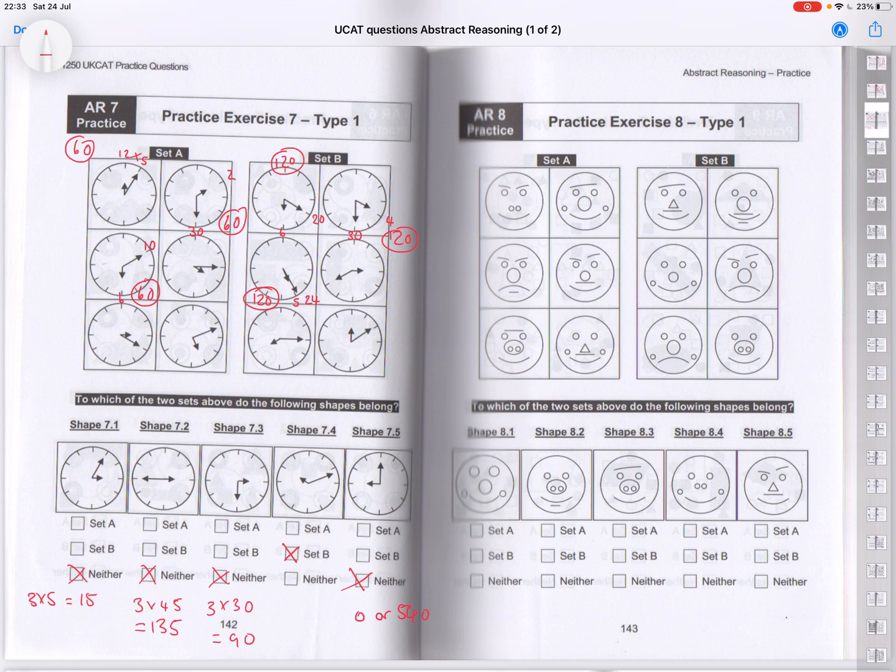So on to practice exercise number 8, and your minute starts now. Smiley faces.